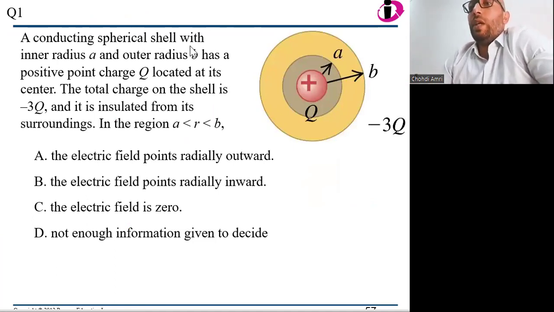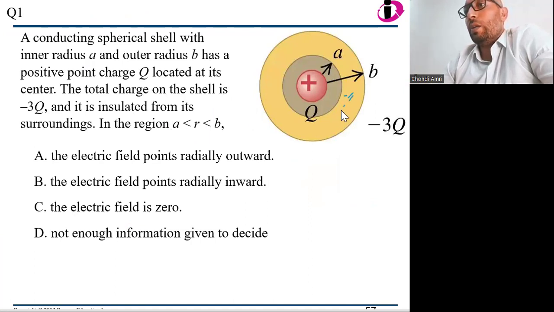A conducting spherical shell with inner radius A and outer radius B has a positive charge Q located at the center. The total charge on the shell is minus 3Q, and it's insulated from the surroundings. In the region between A and B, we are here. What is the electric field? The electric field points radially outward. The electric field points radially inward. The electric field is 0, or not enough information to decide.